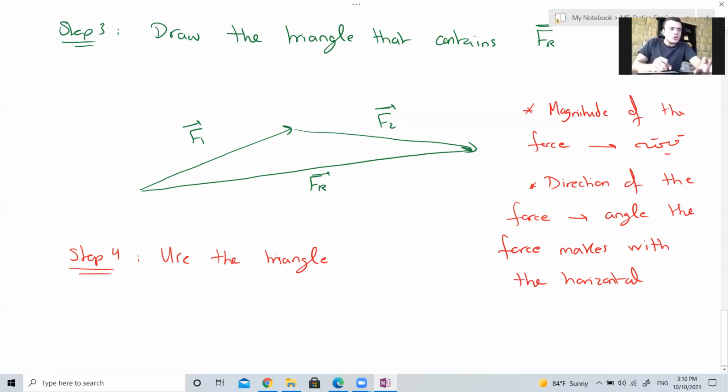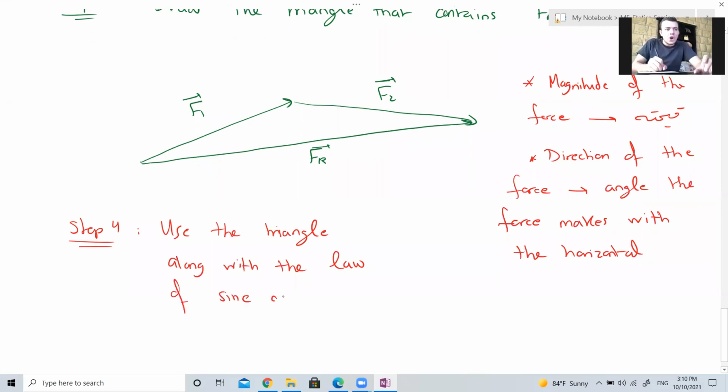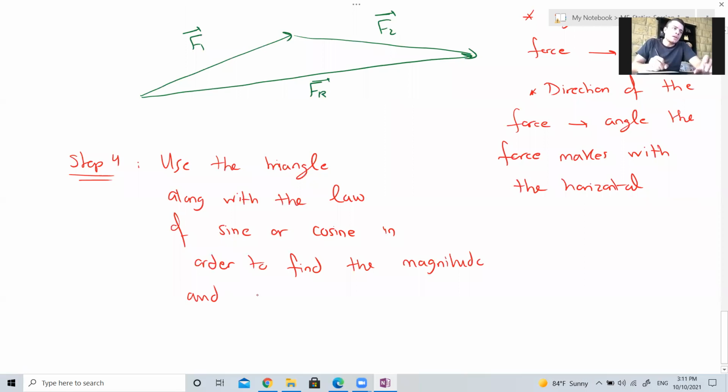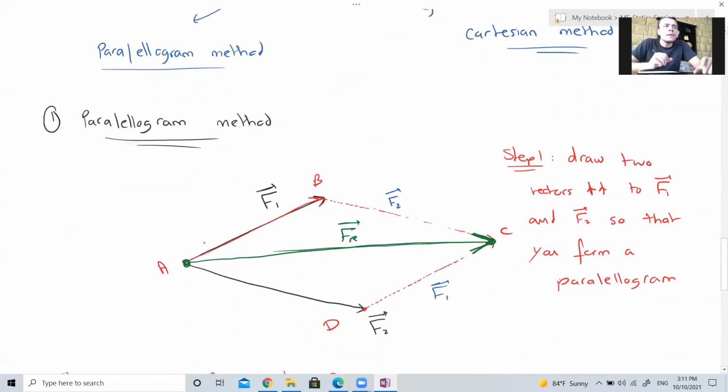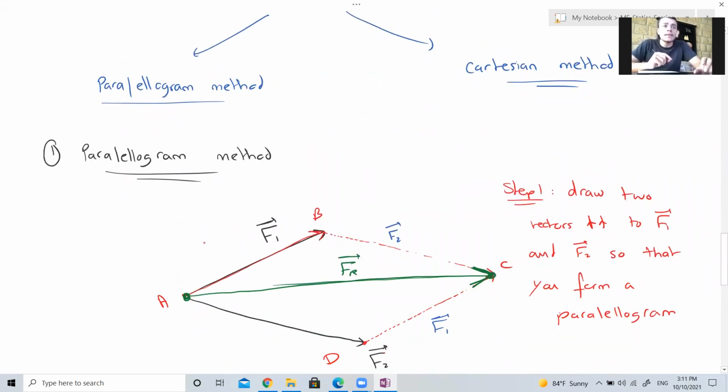So in step 4 you need to use the triangle along with the law of sine or cosine in order to find the magnitude and the direction of FR.